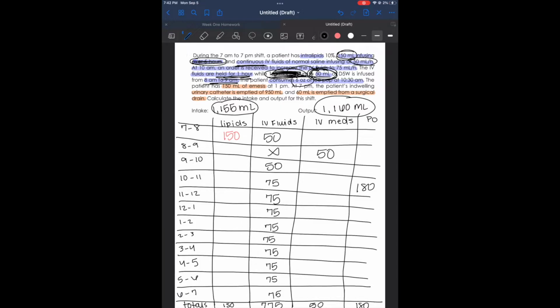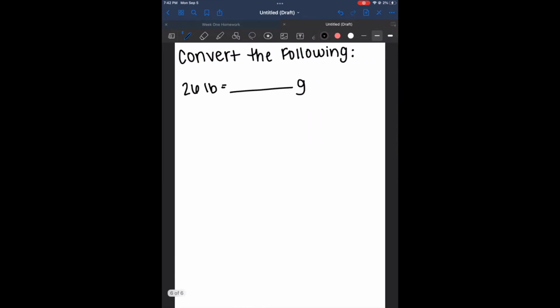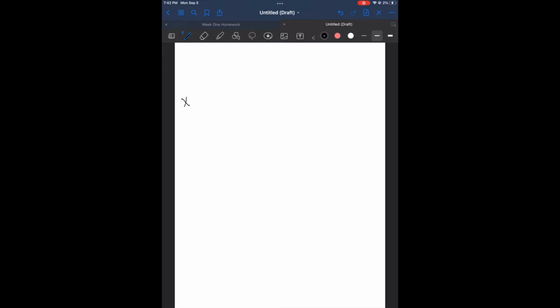I think a lot of people were struggling with wording for these problems. So biggest things to remember, we'll come back to that screen in just a second. If it says you're giving X milliliters over X amount of time, like in the case of our lipids, we were giving 150 milliliters over 5 hours, that just means that this 150 is the total volume they're getting over this period of time.